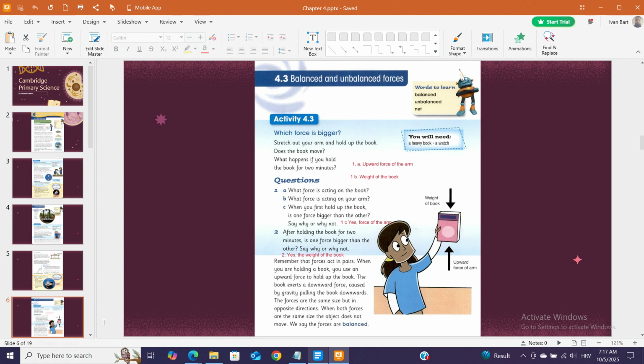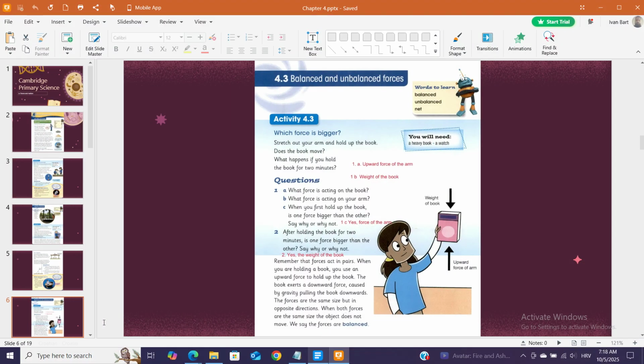Remember that forces act in pairs. When you are holding a book, you use an upward force to hold up the book. The book exerts a downward force, caused by gravity pulling the book downwards. The forces are the same size but in opposite directions. When both forces are the same size, the object does not move. We say the forces are balanced. Weight of book. Upward force of arm.